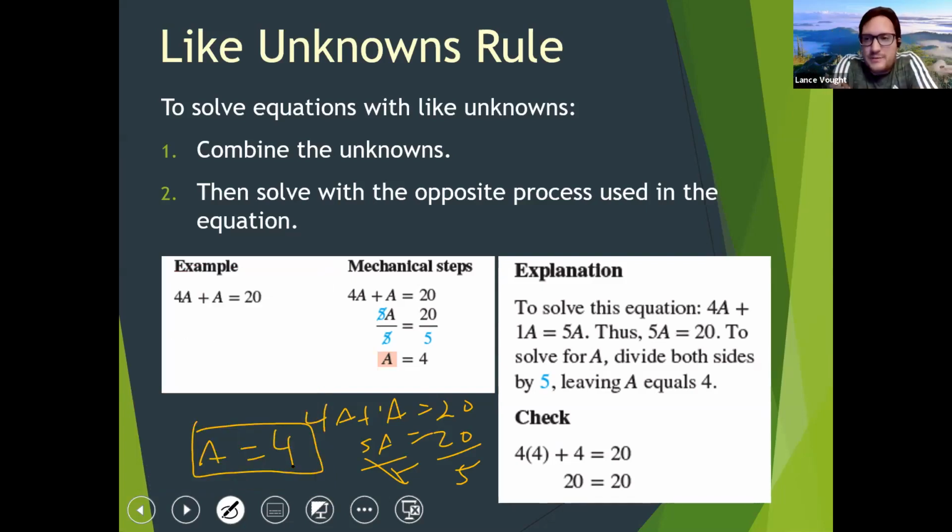So again, it's like a common denominator where if you have the same term, you have like terms, you say combine like terms. A is the same as a, so 4a plus a equals 5a, and then 20 equals 5a, a equals 4, because we're dividing both sides by 5. So always combine those unknowns together.